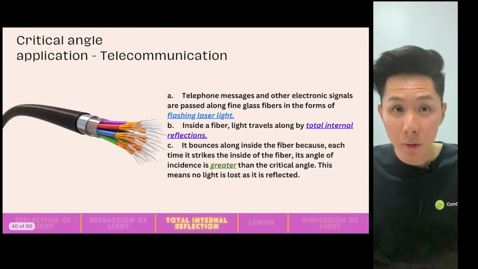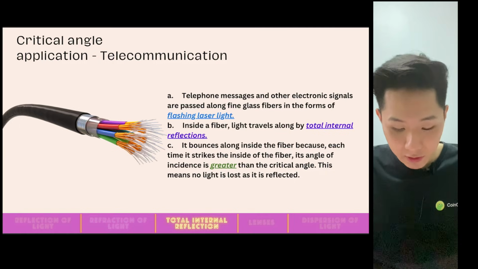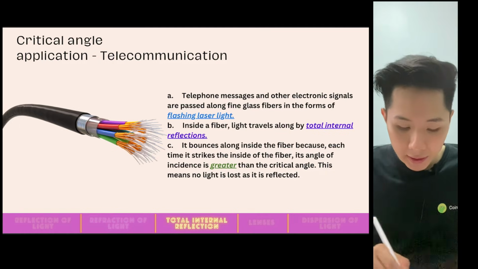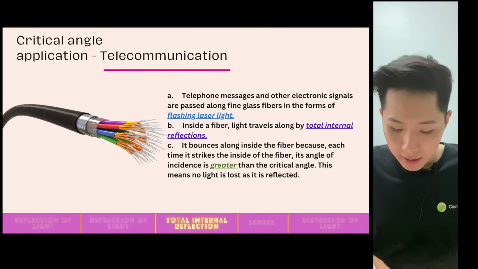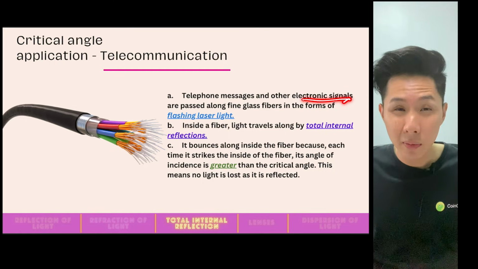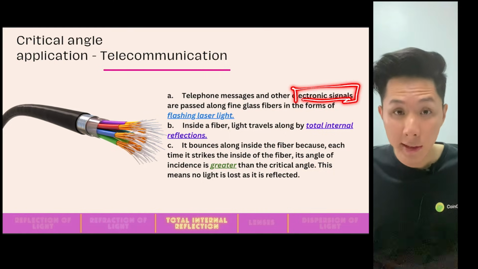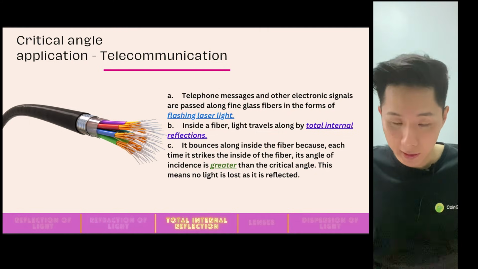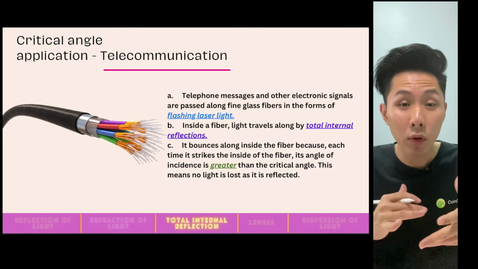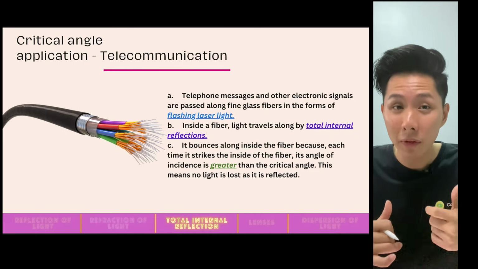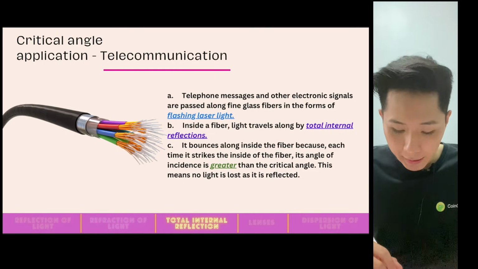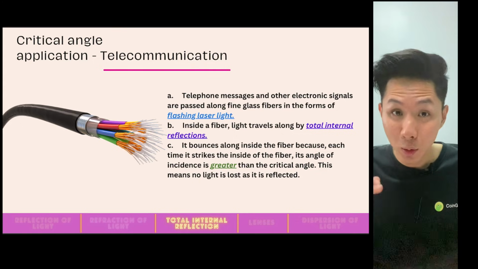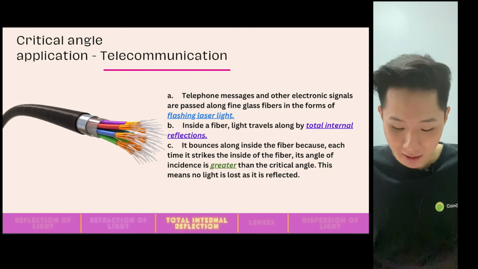So let's move on to some of the applications for total internal reflection. One thing is telecommunication, telephone messages, and other electronic signals. If you study computer science, these electronic signals, be they 0 and 1, are being passed through fine glass fibers in the form of flashing laser light. And the reason they use light to transmit data is because light can travel super quickly. And inside a fiber, light travels by total internal reflection. So that's how light can travel.